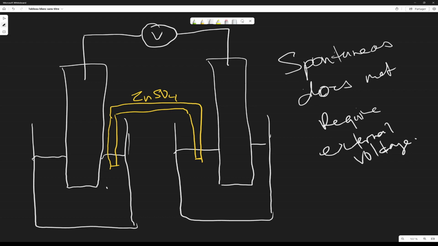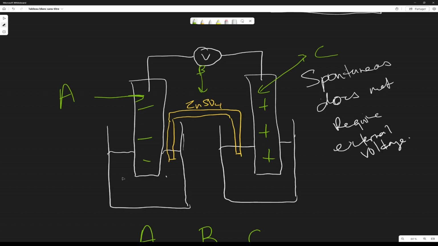Now, within this type of cell, the charges are flipped, in which the cathode is positively charged and the anode is negatively charged. So this is what a galvanic cell looks like as opposed to electrolytic. In electrolytic, the cathode is negative. In galvanic, cathode is positive. In the electrolytic, anode is positive. In the galvanic, the anode is negative. So we notice that. And electrons usually flow from anode to cathode.